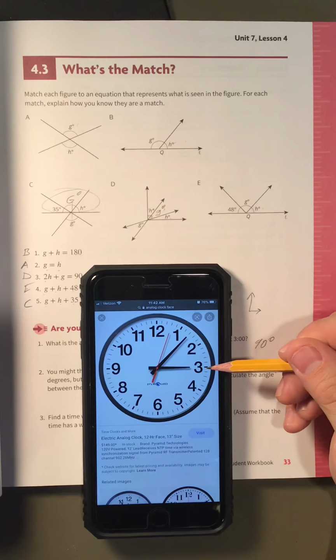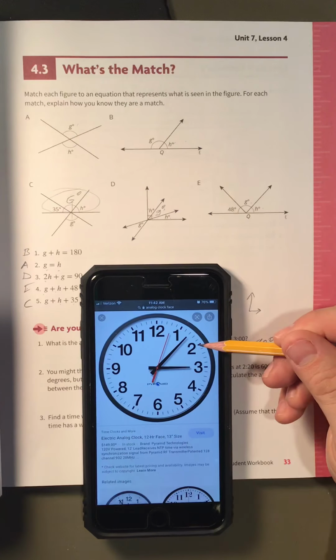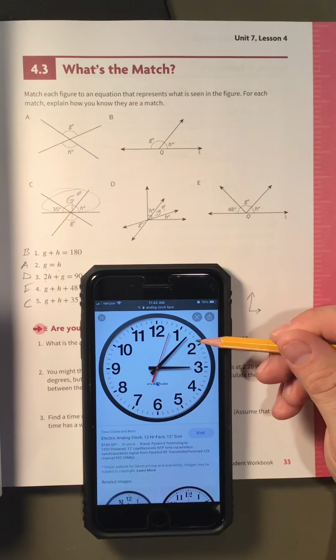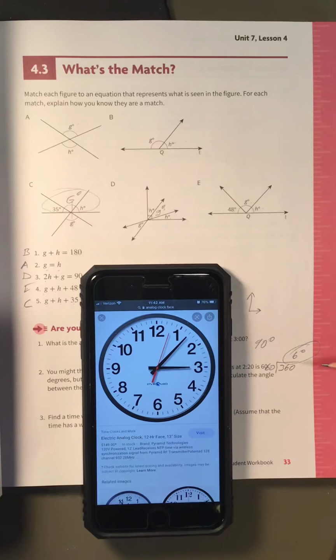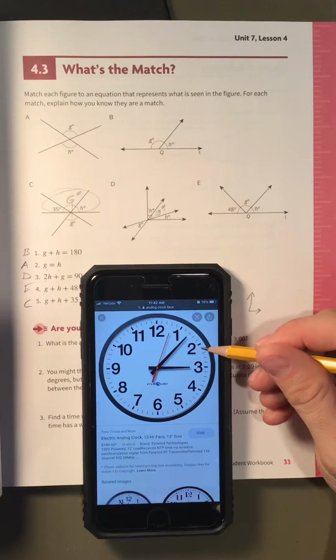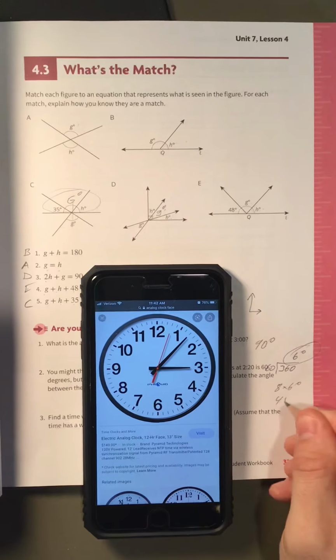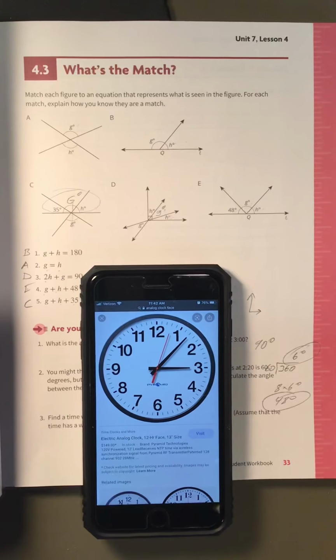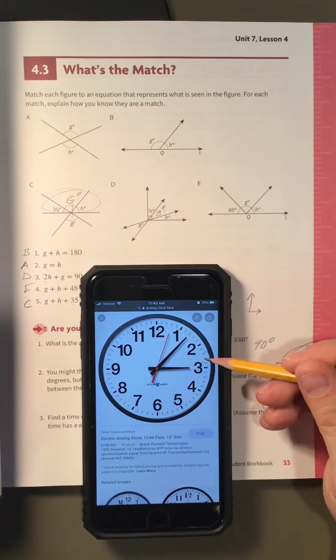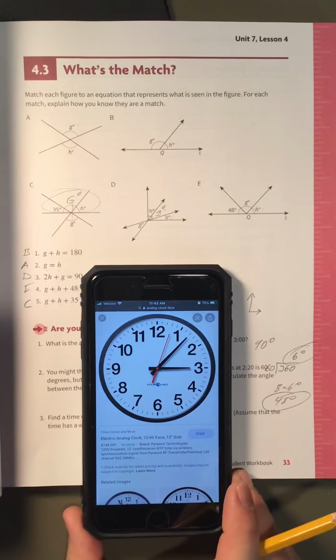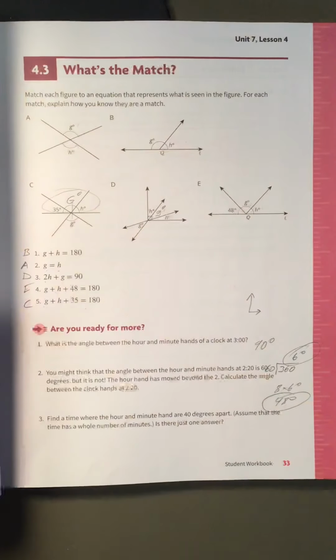So at this mark, I count 1, 2, 3, 4, 5, 6, 7, 8. So what would the degrees be on that one? Again, 1, 2, 3, 4, 5, 6, 7, 8. I take 8 times the 6 degree markings. That would be 48 degrees. So that's an easy way anytime you see a clock problem. Each mark is 6 degrees.